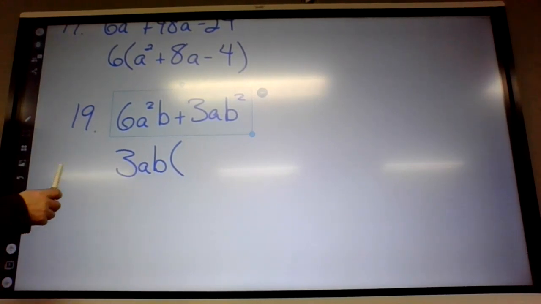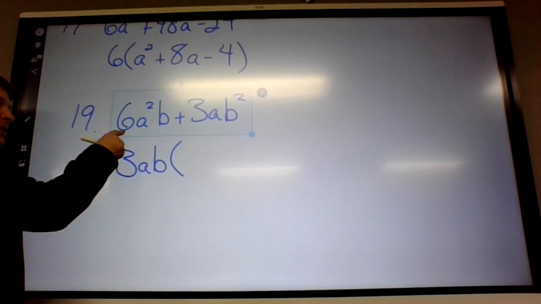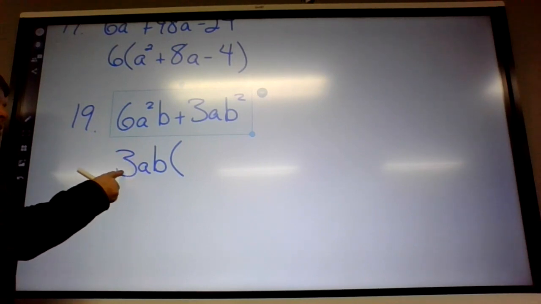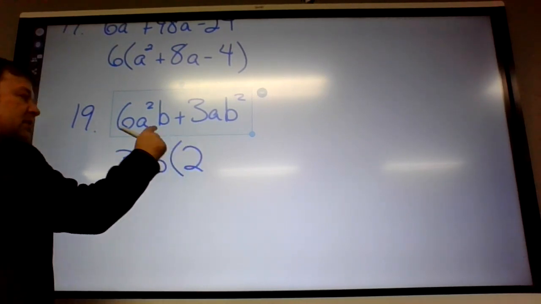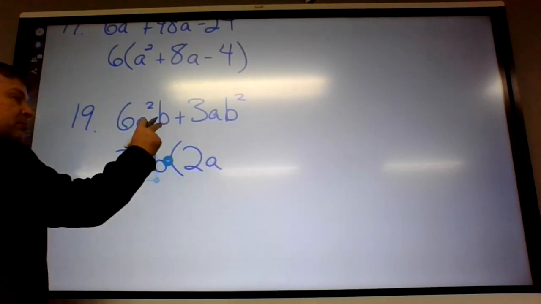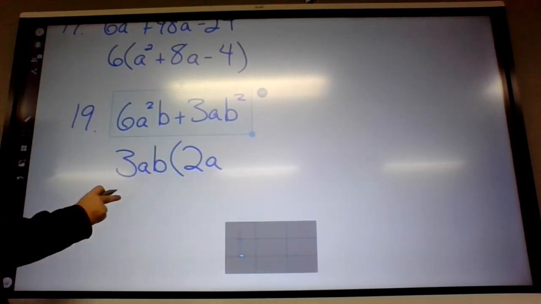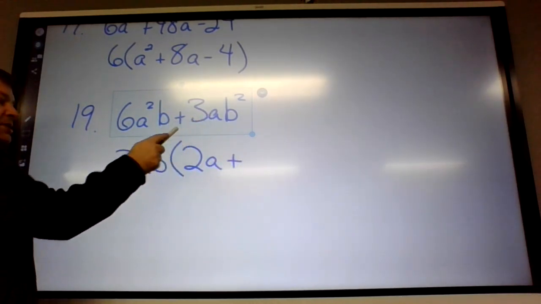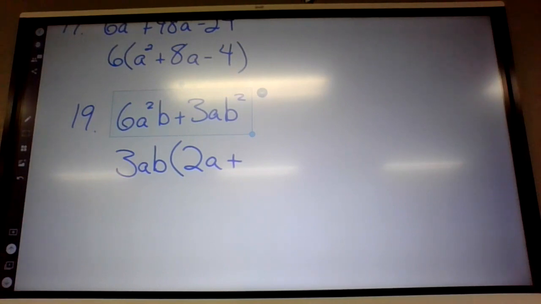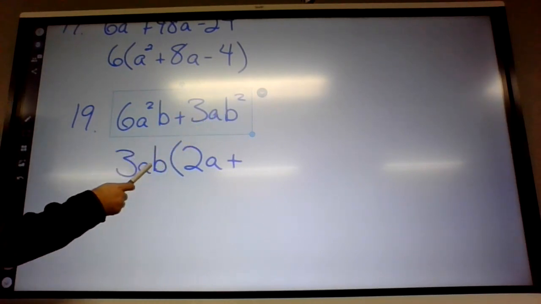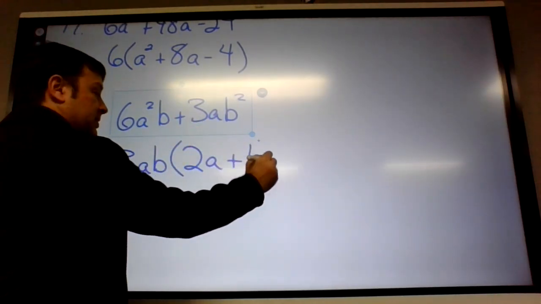What's left on the first term if we divide it by 3ab? 3a. 6 divided by 3 is 2. A squared divided by a is a. B divided by b is gone. Plus this divided by 3ab. B. Yeah, 3a divided by 3a goes away. B squared divided by b is b.